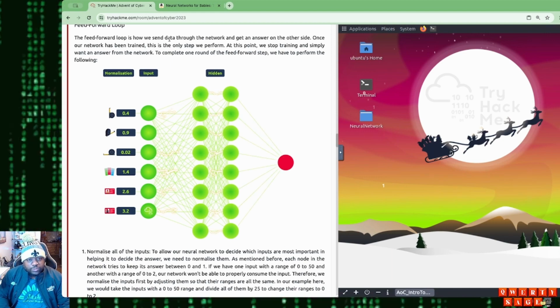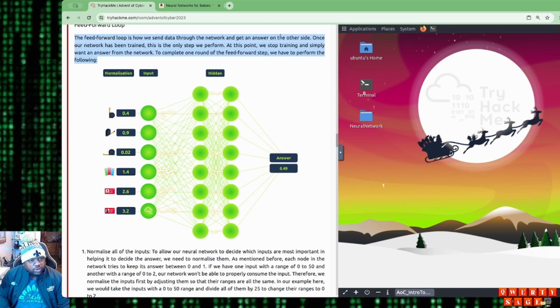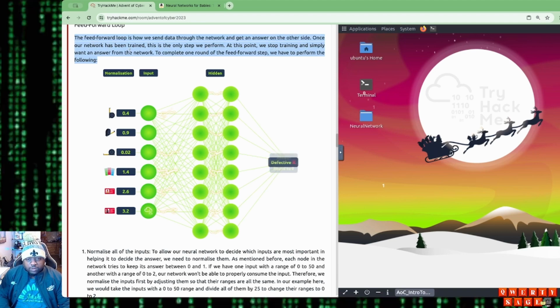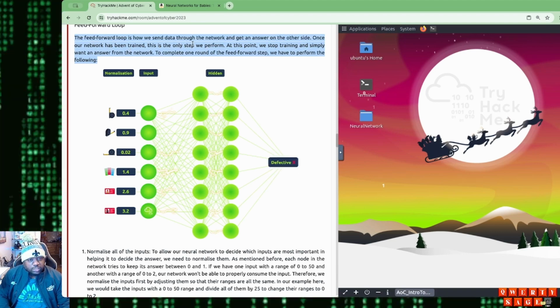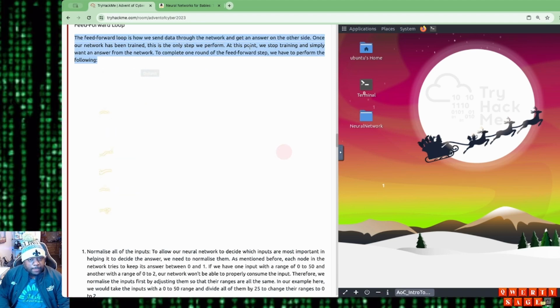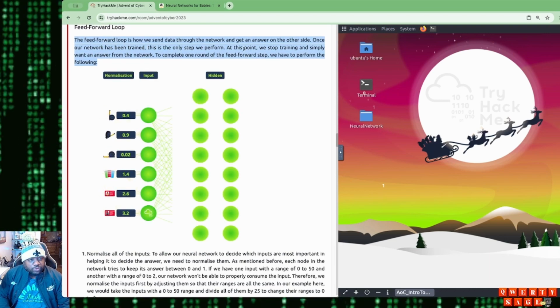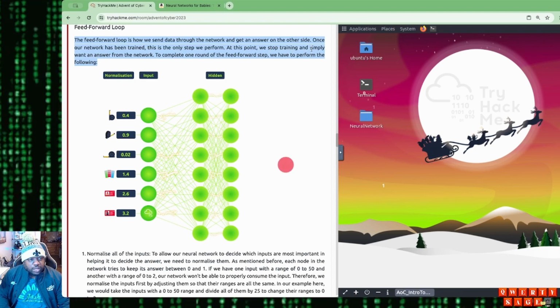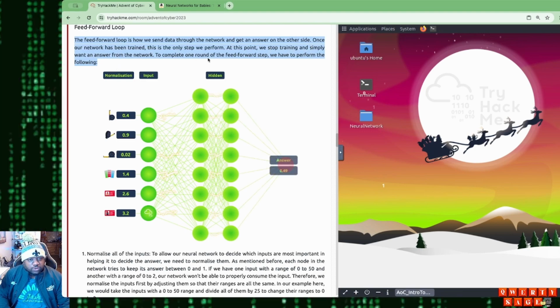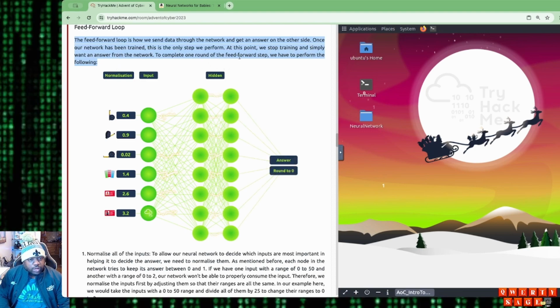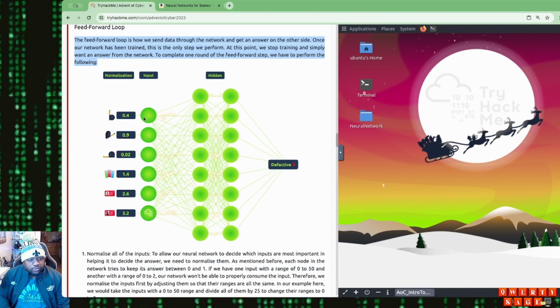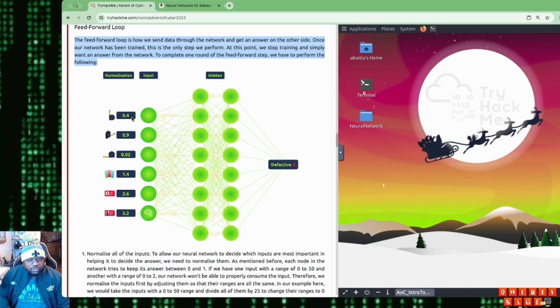Feed forward loop is how we send data through the network and get an answer on the other side. Once our network has been trained, this is the only step. So a trained network only does a feed forward loop. At this point, we stop training and simply want to answer. To complete one round of the feed forward step, we have the following.